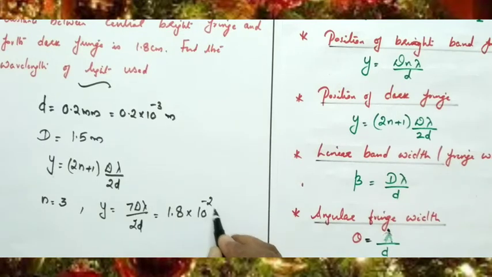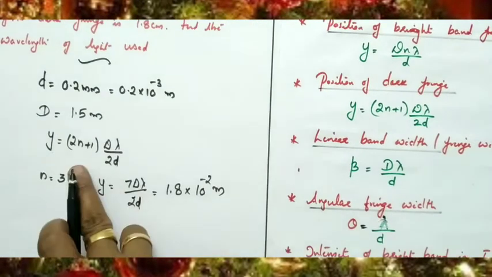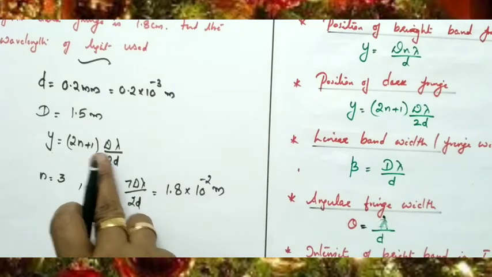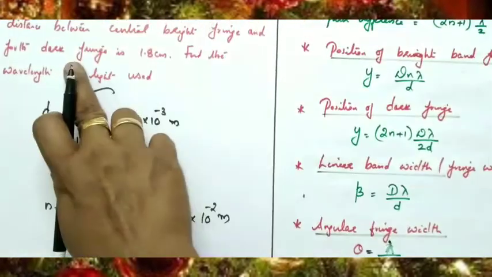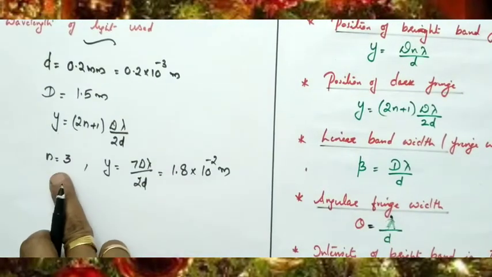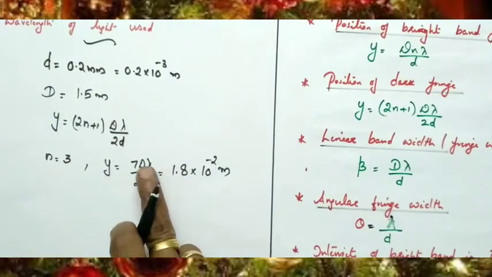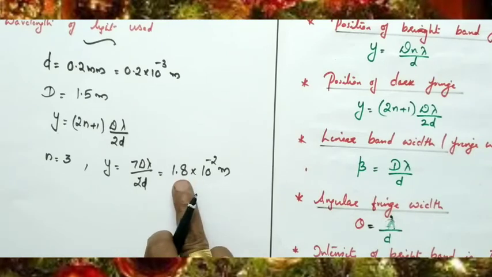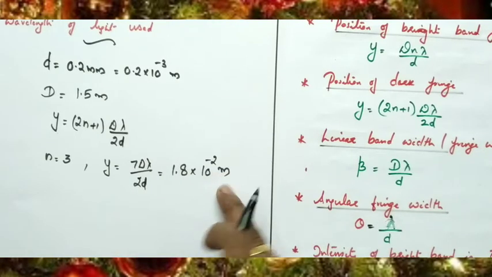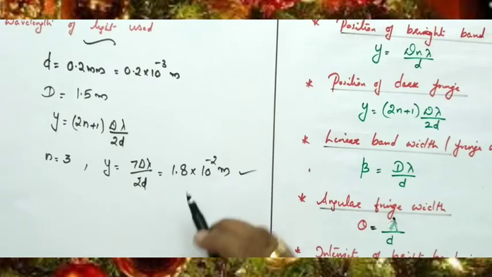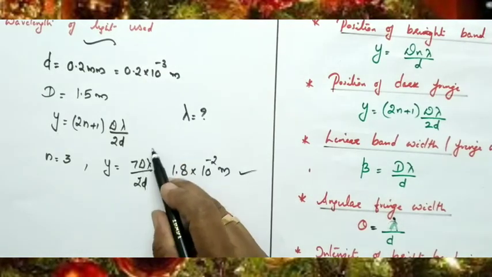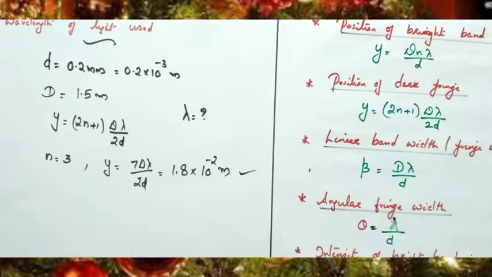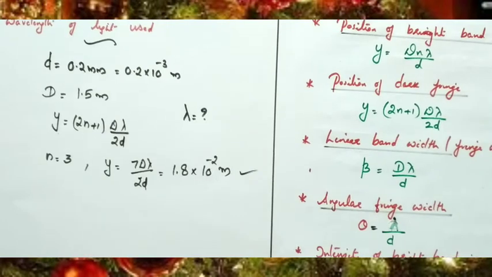You can convert to meter. Okay, so we have the formula y equal to 2n plus 1 into D lambda by 2d. Here fourth dark fringe position is given. That means we have to put n equal to 3. So y equal to 7D lambda by 2d as 1.8 into 10 raised to minus 2 meter. Now we have to find out lambda, no? Lambda equal to question mark. Capital D is known, small d is known. We can just substitute and we can find out the value of lambda.